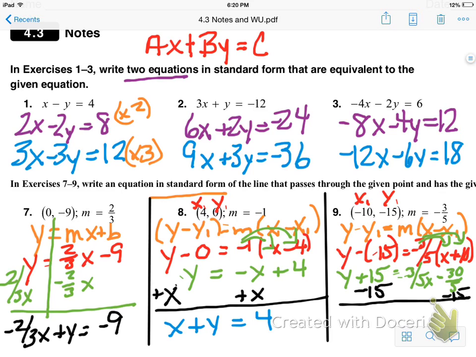Okay, so we've got y equals negative 3/5 x, and then negative 30/5 reduces to 6, so technically negative 30 over 5 is 6. So you have a negative 6 minus 15, which is a negative 21. And then my last step is to add the 3/5 x to the other side, so we should have 3/5 x plus y equals negative 21.